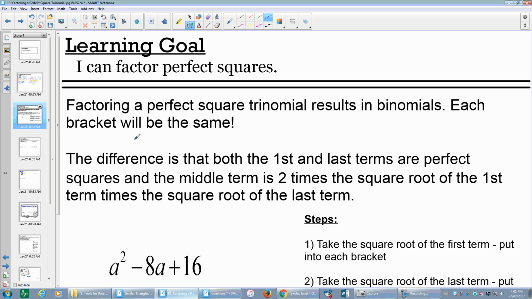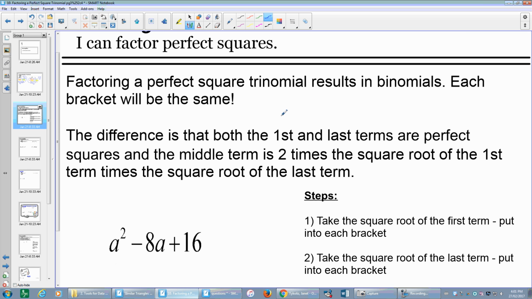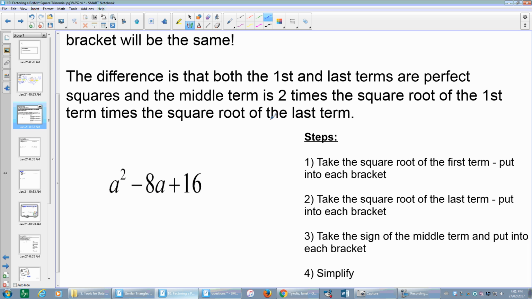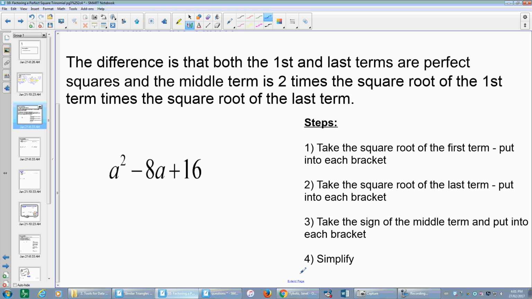It says here, factoring a perfect square trinomial results in binomials. Each bracket will be the same. The difference is that both the first and last terms are perfect squares, and the middle term is 2 times the square root of the first term times the square root of the last term. So we're reverse engineering what we did for our special products when we expanded. What we have to do here is a check. Check 1 is, can I take the square root of the first term? Yep, I can take the square root of a squared. The square root of that is just a.